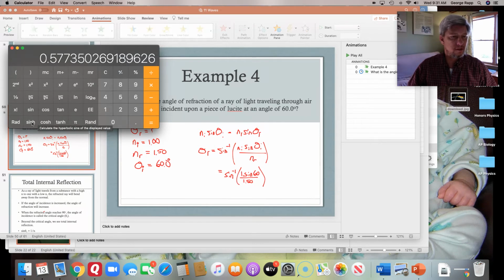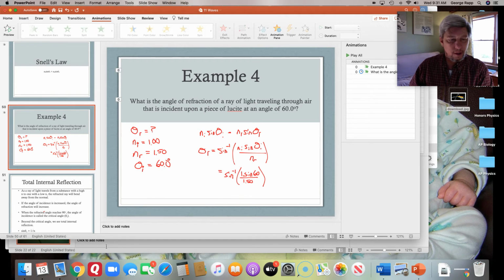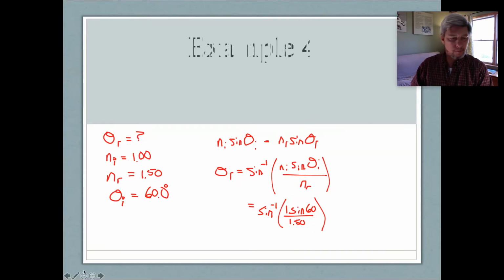Is that what this is? I don't know. No, that can't be right. Oh, well. I don't have a calculator with me, but you can hopefully figure this out. Whatever it is. Let me go back to this.